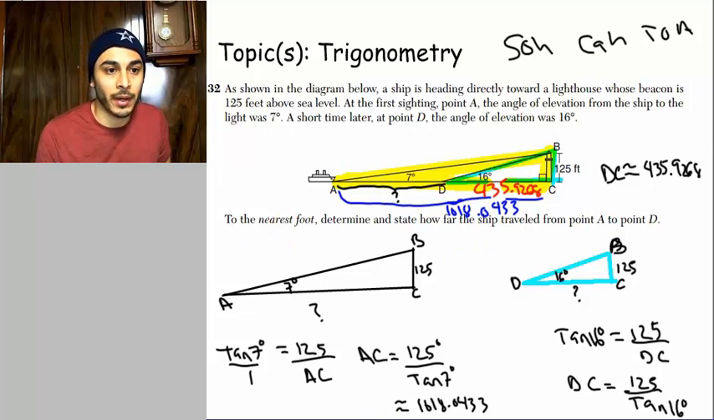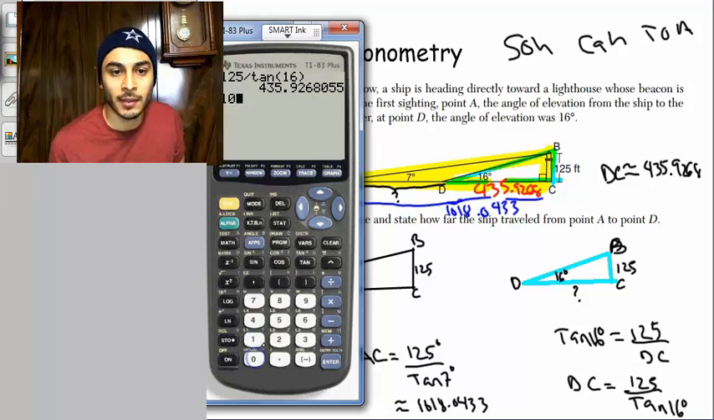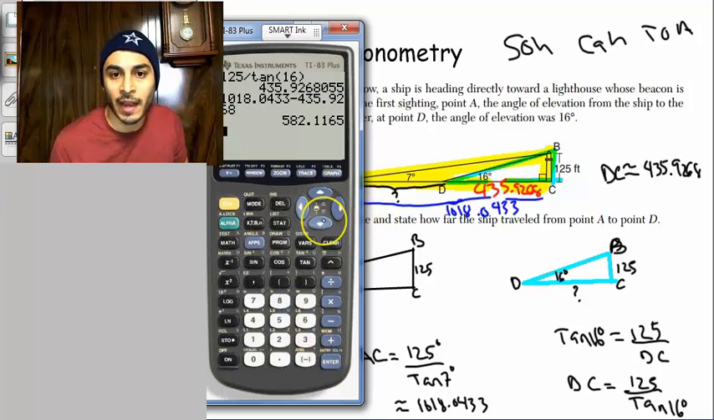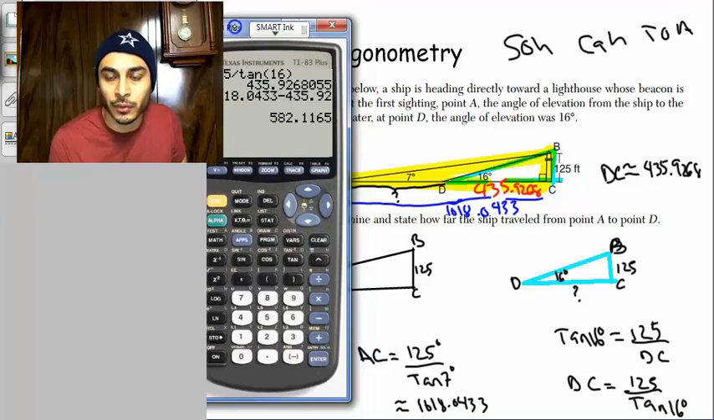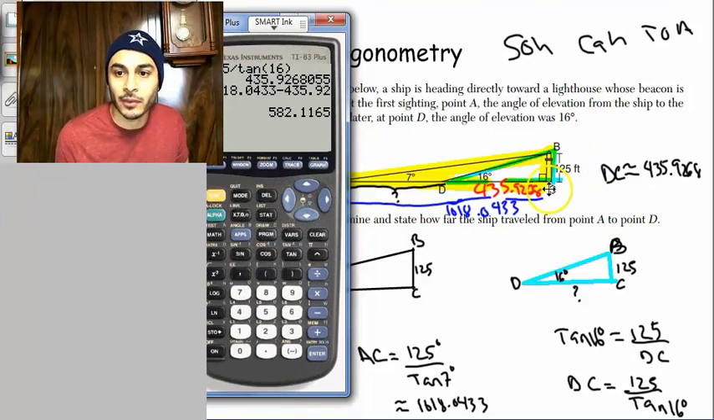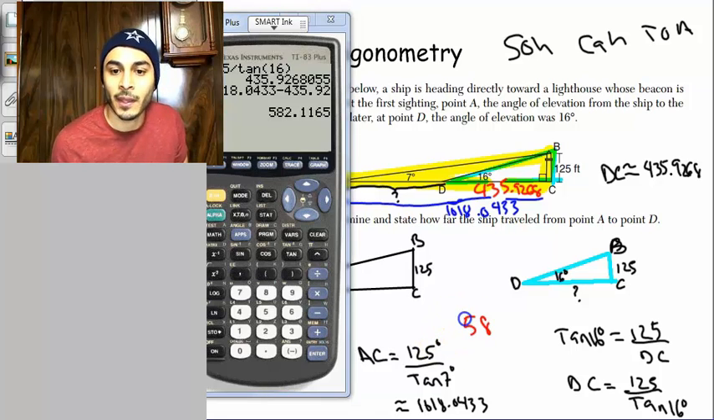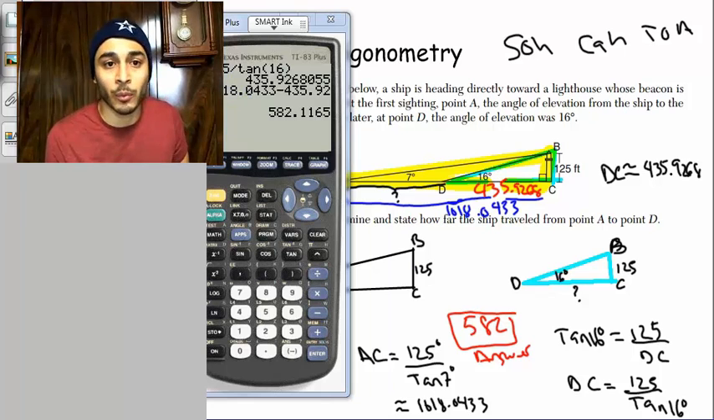So let's just go ahead and do that right now. So it's going to be 1018.0433 subtract 435.9268, and it's approximately 582.1165. Are we told to round to a particular place? It says yes, round to the nearest foot. So to the nearest foot, the answer will be 582. So 582 is the answer after subtracting, that's what we get.